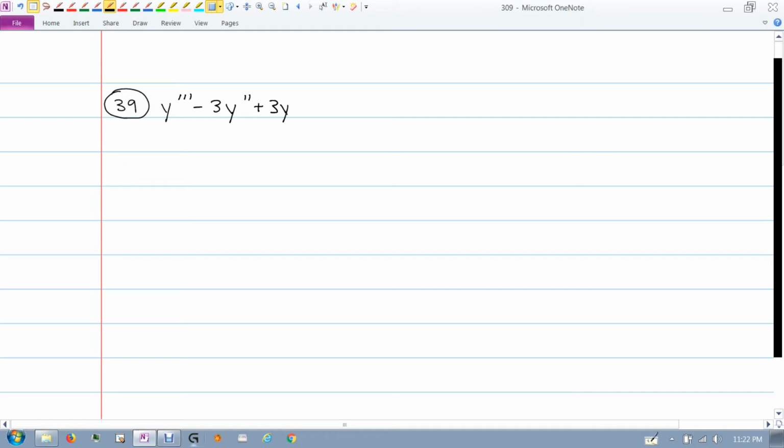Number 39. These look like they're starting to get really messy. Y triple prime minus 3y double prime plus 3y prime minus y equals 0, and y is equal to x squared e to the x.